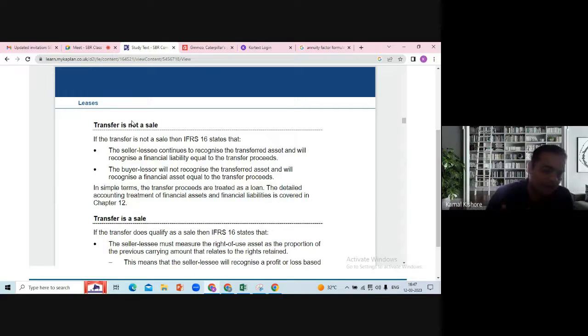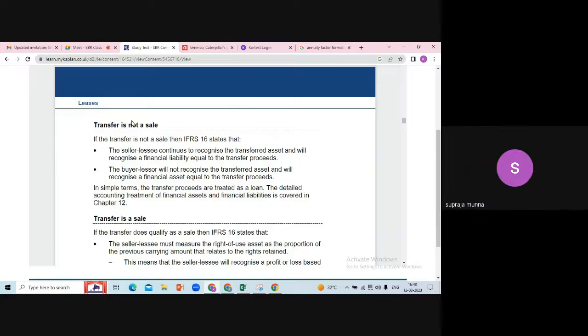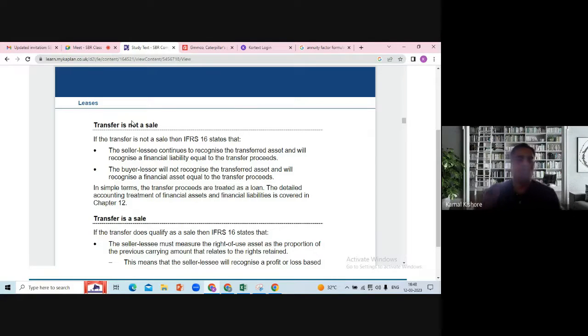So what will happen in an exam scenario? They will say that the company sold the asset, recognized the gain so much, and all those things. And it appears that it is not a sale. Then you have to explain it is not a sale according to IFRS 16. In which case you cannot de-recognize the asset. You have to continue to recognize the asset. You have to reverse the gain or loss that you have reported. And you have to recognize the financial liability.